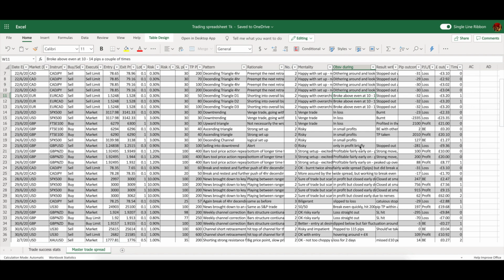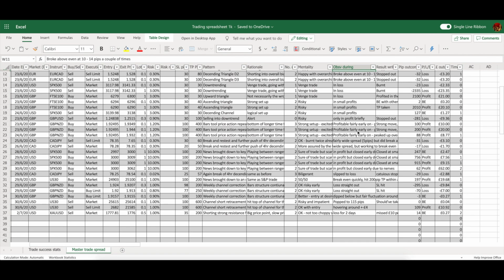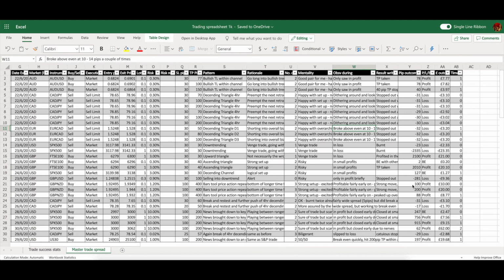In small profits, again, it's fairly reflective of how I'm viewing it during the trade. Look, profitable fairly early on, and I'm getting the big numbers in these here. Fairly widespread, so therefore it's in loss, I got a loss. In profit but closed early, so I would have taken a decision to do that because something maybe changed in the market. Look, break even quickly in the observation during, and then here we go, straight into a big profit. Loss straight out, resulted in a loss. So, do you know what I mean? It's just interesting to see the behavior.